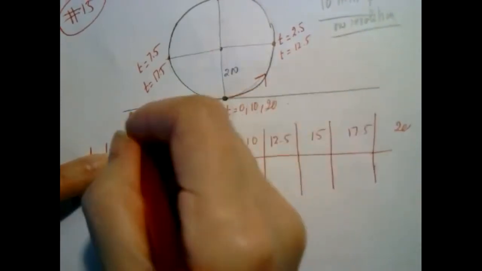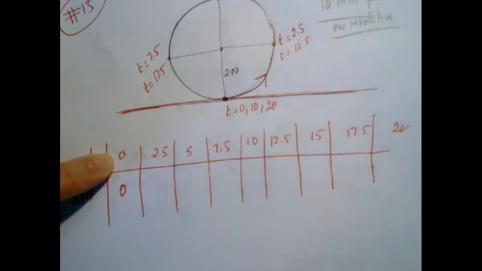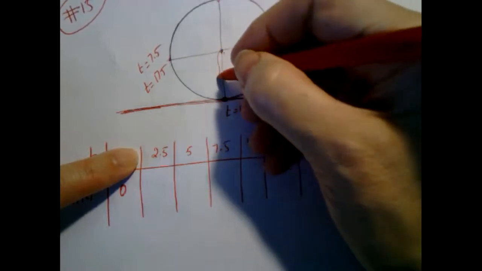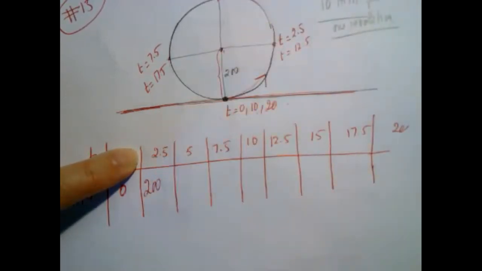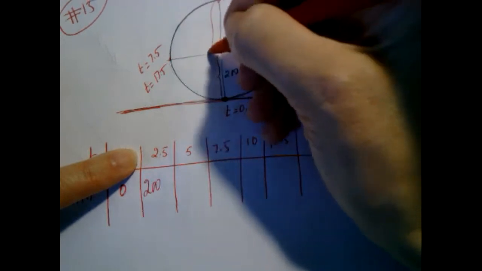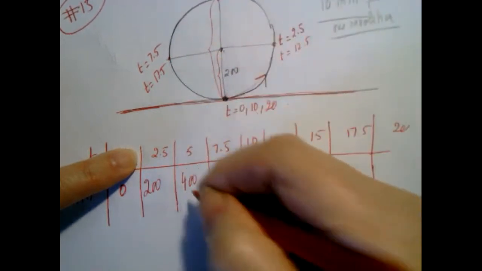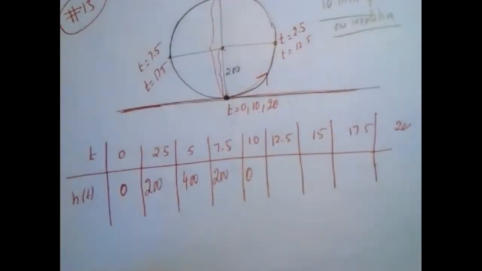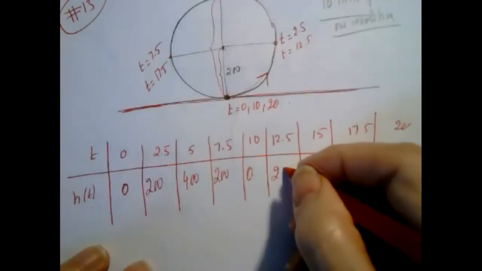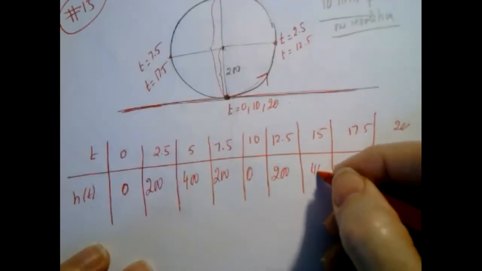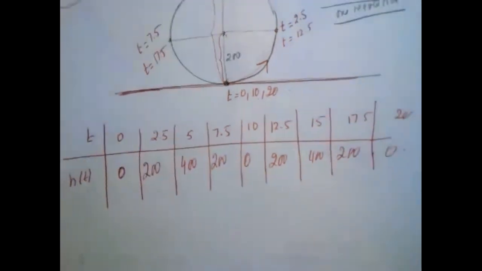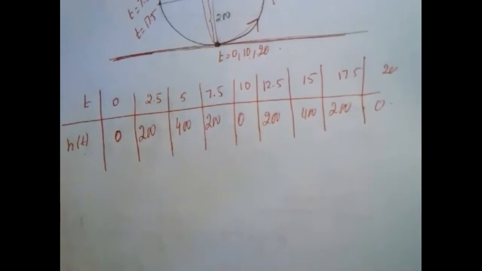At 0, since we are moving from the platform, the height is 0. At 2.5, since we decided the radius is 200 feet, I am at 200. After 5 minutes, I am at 400. After 7.5, I am back to 200, down to 0. And my values repeat. 200, 400, 200, 0. So finally, the graph. And the graphs are absolutely crucial.